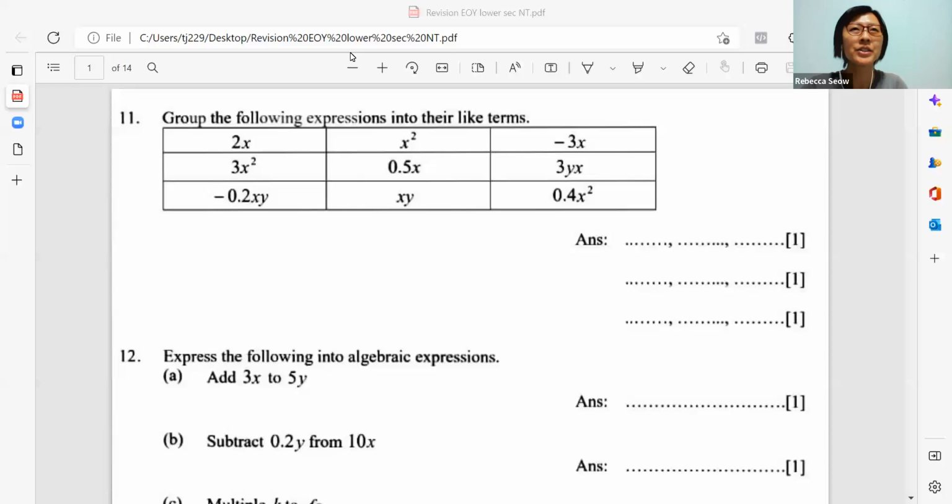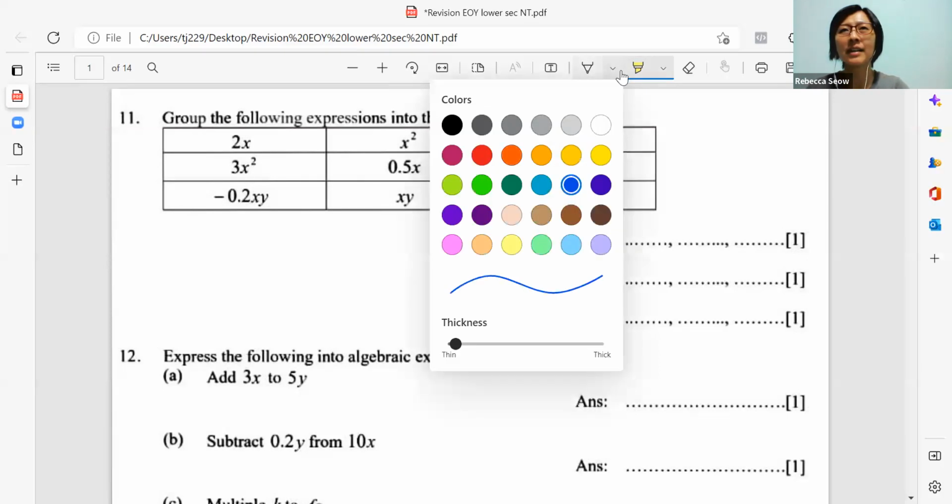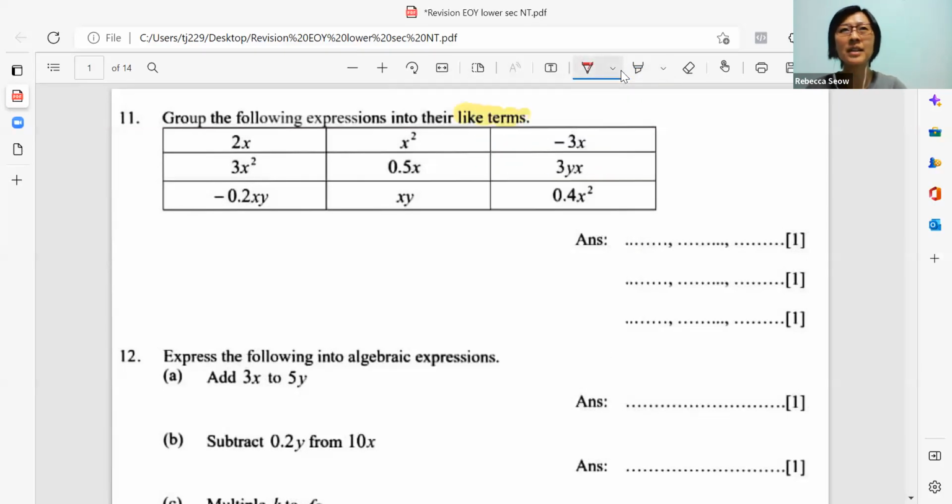So the first question talks about grouping the following expressions. Okay, and we are asked to group them into their like terms. So what is meant by like terms? Like terms means that the terms have to be similar.